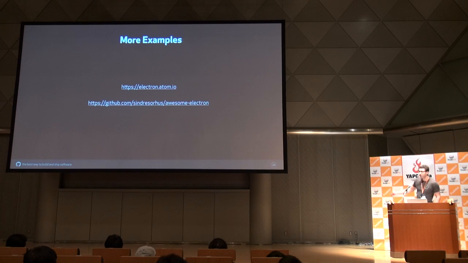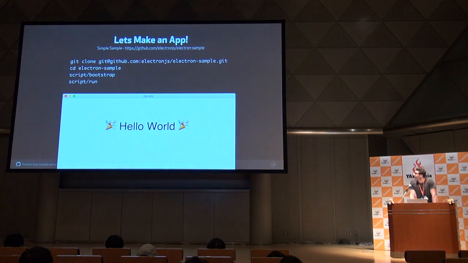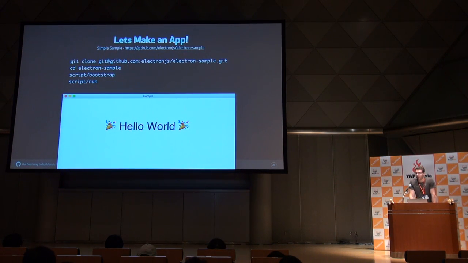So now we know what Electron is. We know what's possible with Electron. So let's make an app. All of you can do this right now if you'd like. You just need to clone this sample repo, cd into it, bootstrap it, which does an npm install, and then you run it, and you get this amazing Hello World window. Sweet. This one takes a bit because Electron's kind of big.